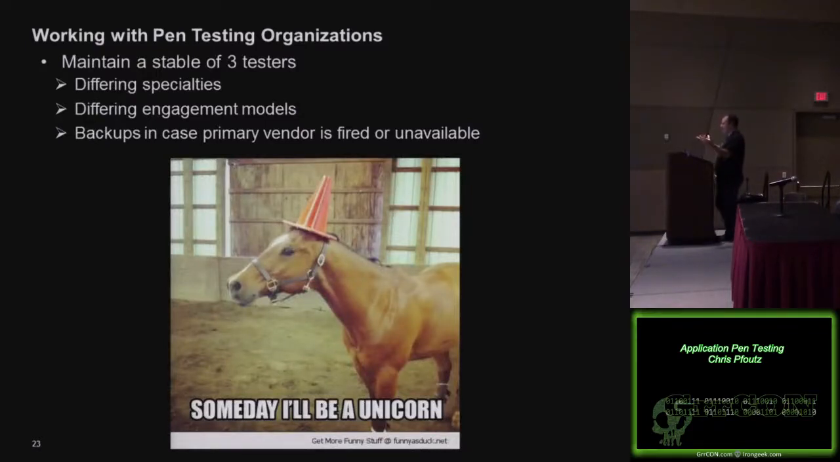And then I think I had alluded to this before. I always get crap for calling it a stable of pen testers. Have at least 3 pen testing organizations in your stable. Because number one, they may have differing specialties. I have one team that's very experienced developers, and they do great at white box pen testing. If I give them the source code, so it's our own internally built application, they can really tear it apart. They don't do as well at black box.